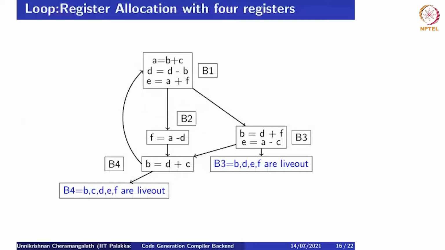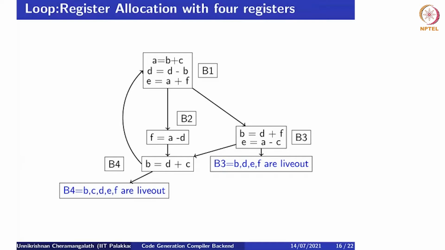So now, if it's clear, we'll go to loops, like register allocation with 4 registers for a loop. Here we have a loop with 4 basic blocks: B1, B2, B4, B3. Please note that the conditional statement is not added at the end of each basic block, to bring out the difference between LLVM IR and this basic block.